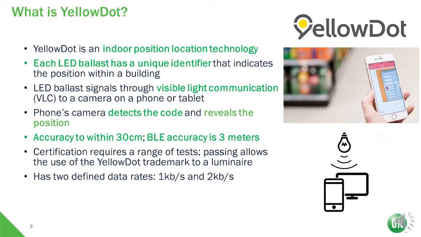Trying to find your way through the airport to your gate, want to locate your favorite shop within the mall, or find the product you're looking for in the supermarket, this is an ideal solution. Yellow Dot is one of the protocols developed to achieve that. Each LED ballast has a unique identifier, which locates its position within the building. Through visible light communication, the information is transferred to a smartphone, which will reveal its position within the building. Very high accuracies can be achieved by this, much more than can be achieved by the traditional RF methods.